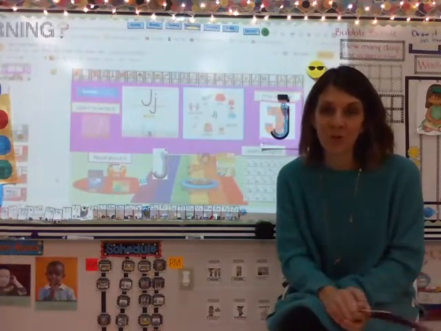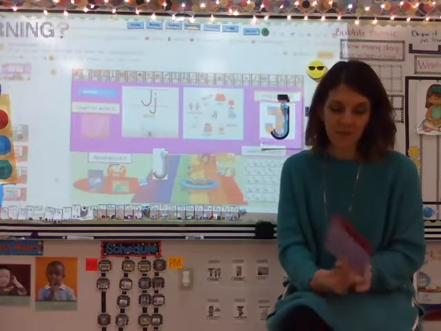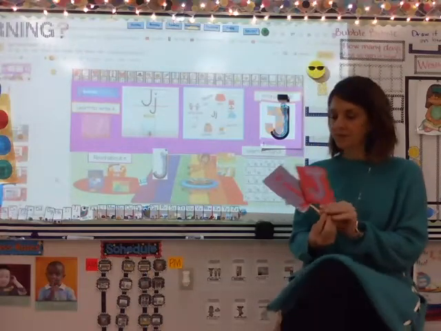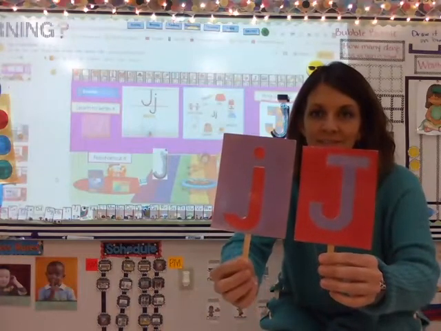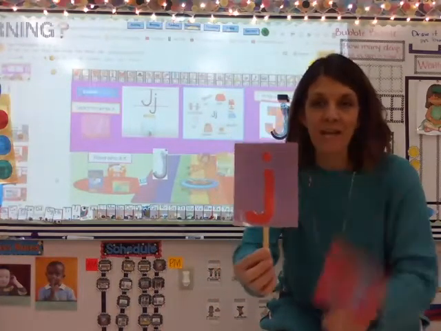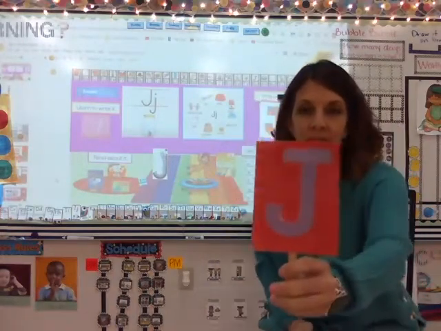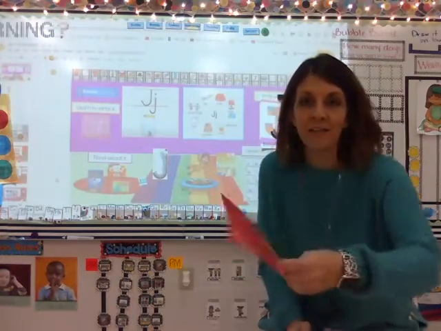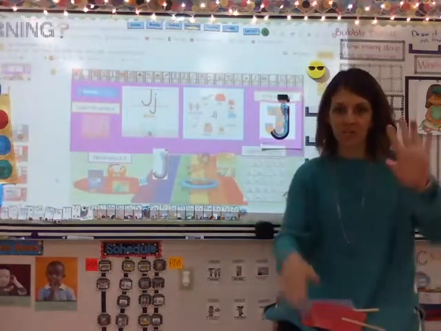Last week we talked all about letter I for inchworm, who was also a vowel. So this week we have a new visitor and a new letter. Do you know what letters these are? That's right, this is letter J. This is my lowercase j. This is my capital J. And J says J, J, J.